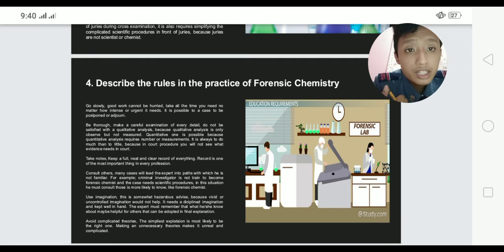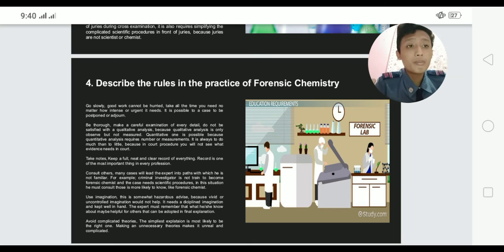Keep a full, neat and clear record of everything. Record is the most important thing in every profession. Ang record sa kahit anong profession ay napakahalaga. Kaya kailangan sa pagiging forensic chemist mo, kailangan nasusulat mo siya lahat or nado-document mo every important thing na ginagawa nyo. So, consult others. Pasisimplihin na lang ho natin, kapag sinabing consult others, syempre, yung profession mo, may limitasyon yan.